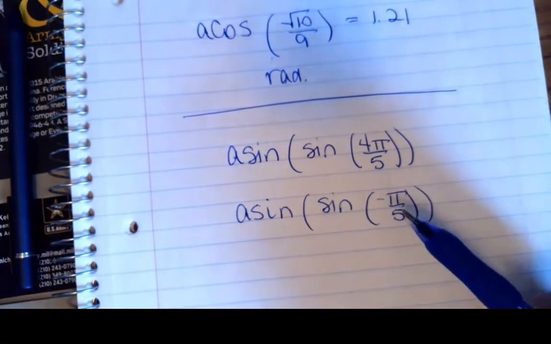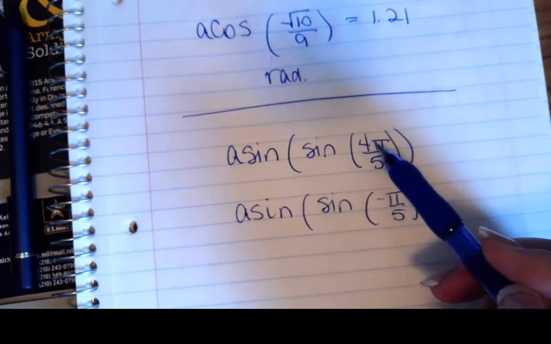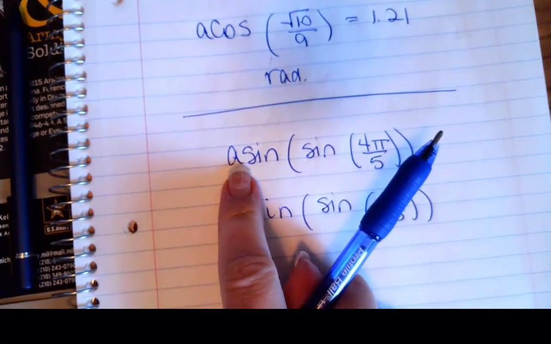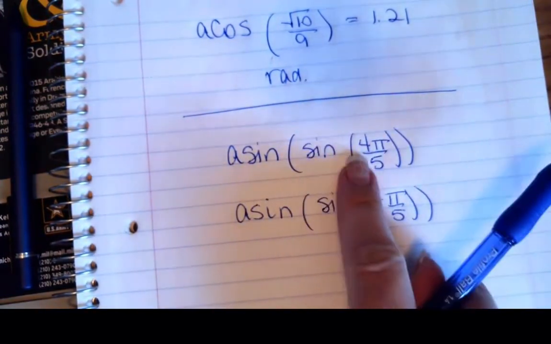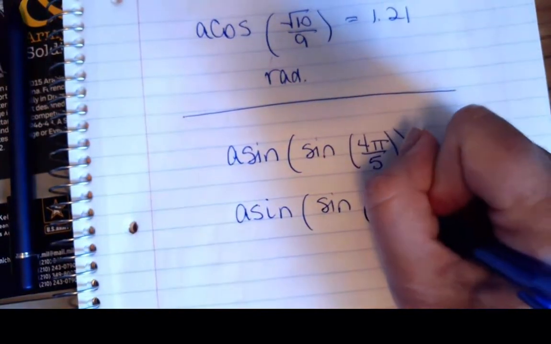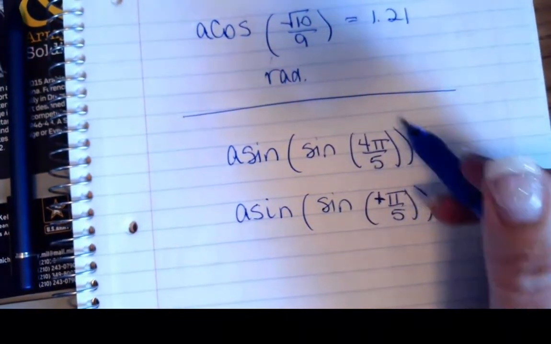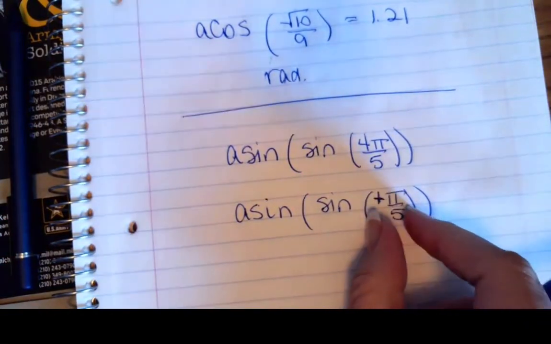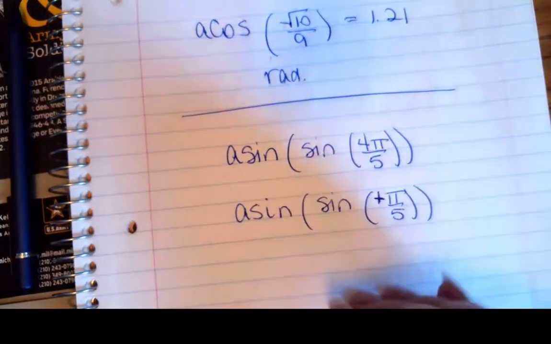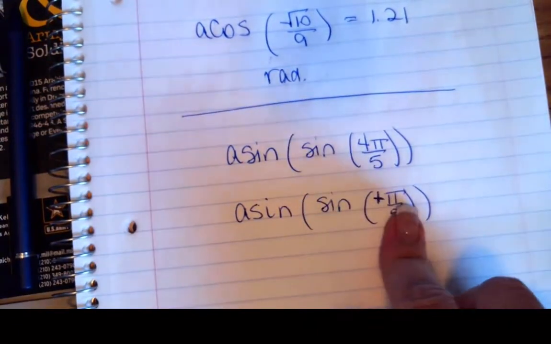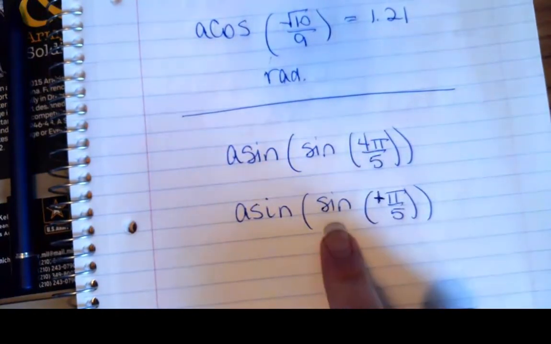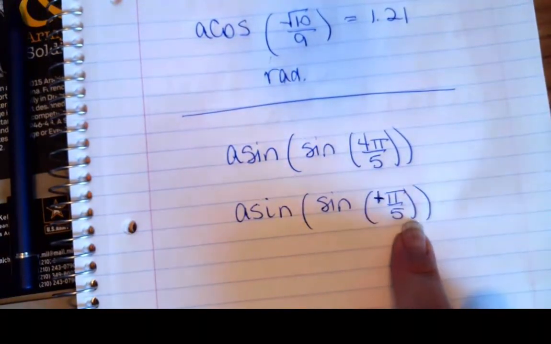Okay, so let's review how I got that. 4 pi over 5 is in quadrant 2. Arc sine is not allowed to associate with quadrant 2. So look at the positives and negatives. Sine is positive in quadrant 2. So I need the associated angle measure in either quadrant 1 or 4 that will give me the same ratio as this does. Okay, so sine is positive at pi over 5.